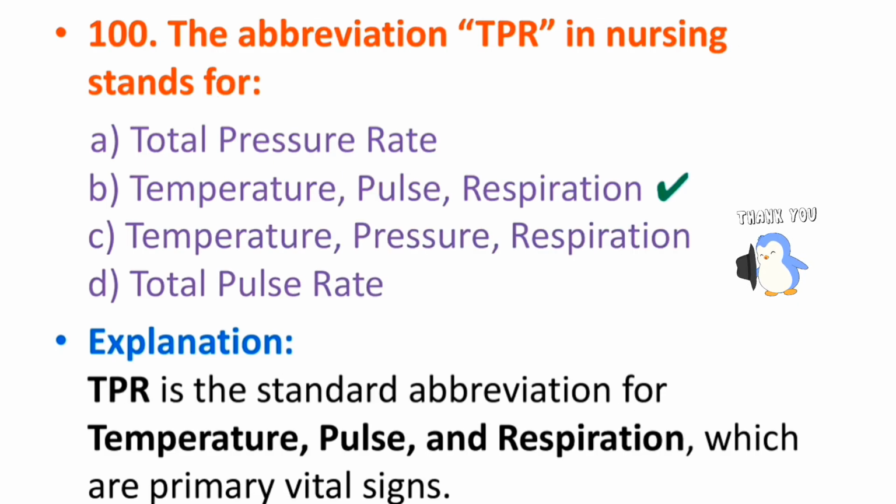The abbreviation TPR in nursing stands for option A, total pressure rate, option B, temperature pulse respiration, option C, temperature pressure respiration, option D, total pulse rate. The correct answer is option B. TPR is the standard abbreviation for temperature, pulse and respiration, which are primary vital signs.